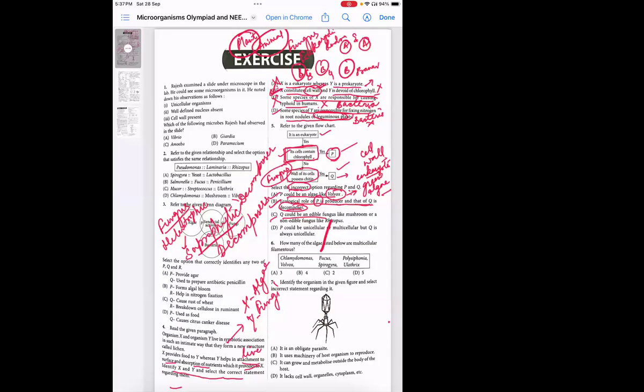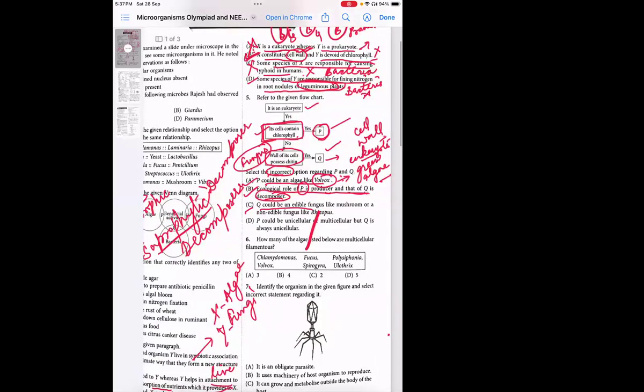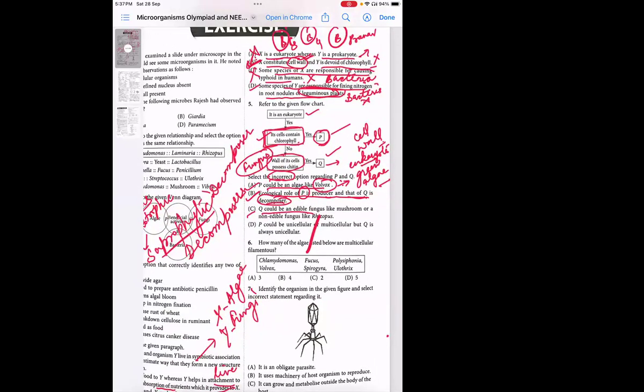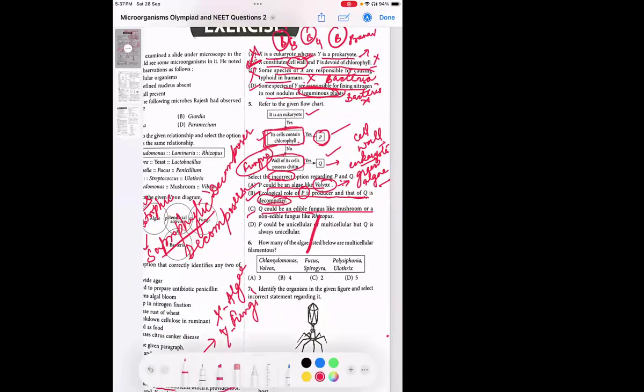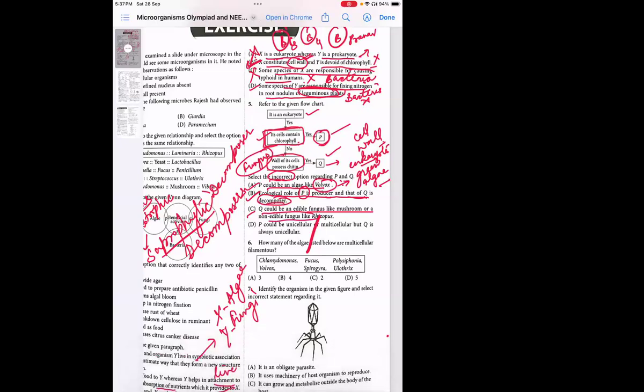Okay, so here the C statement is: Q could be an edible fungus like mushroom or a non-edible fungus like rhizopus. Is this statement correct or wrong? Rhizopus is also a fungus. Yes, that's what they said. Some fungi, like the mushroom, are edible, whereas others, like the rhizopus, are not edible. So the statement is true.